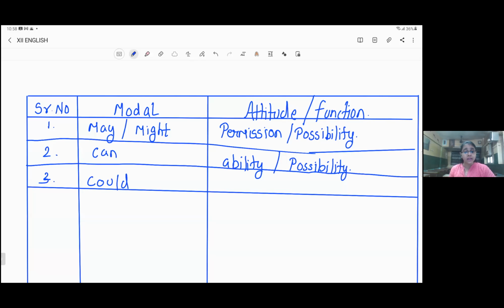Now some sentences are there where can can be used, where could can be used. Where can is used, it can also show the capacity. You can write here capacity also. Right? Could. In could also, all these three things can come.